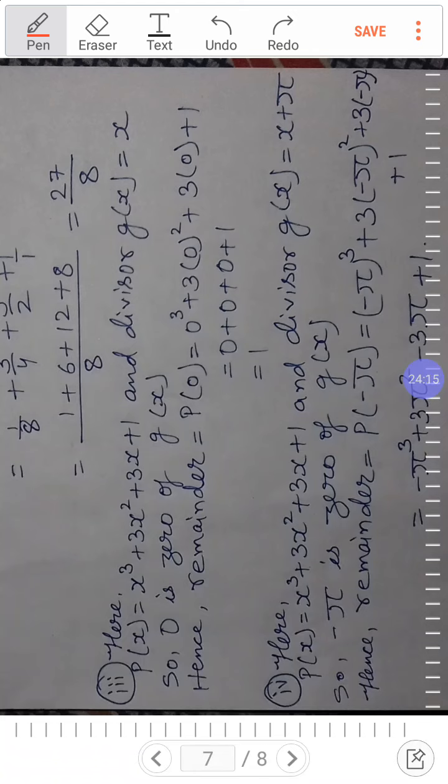So now in question number 3, it is the dividend. Already I have said it is the same as before. So px is equal to x cube plus 3x square plus 3x plus 1, and divisor gx is equal to x. So only x is there, so what will we keep in the place of the variable? It will be 0, of course 0. When x becomes 0, then this divisor becomes 0. So I have written 0 is 0 of gx, that is the divisor.